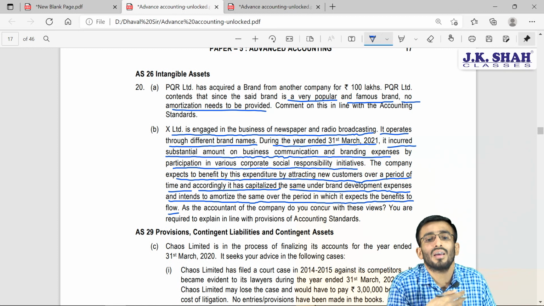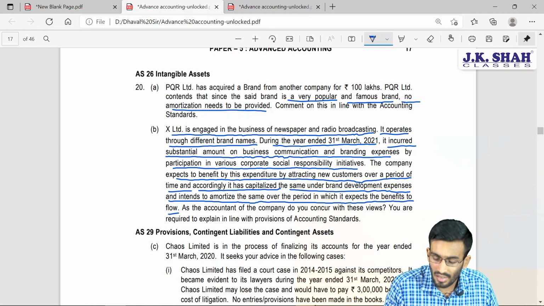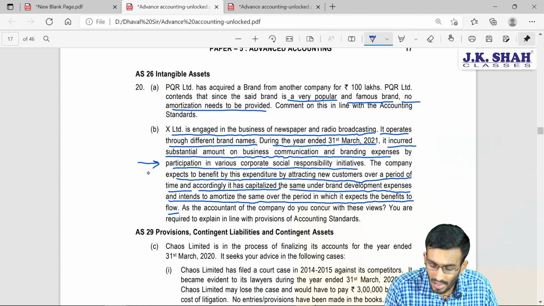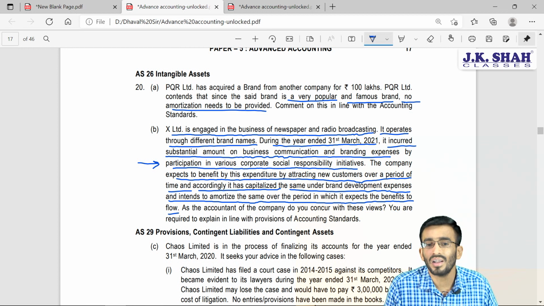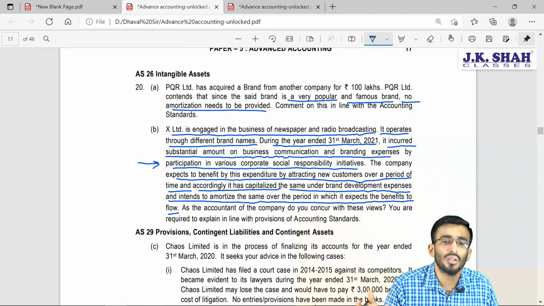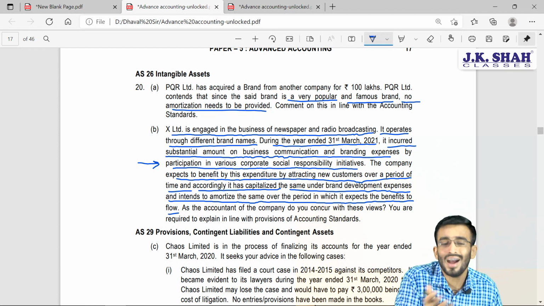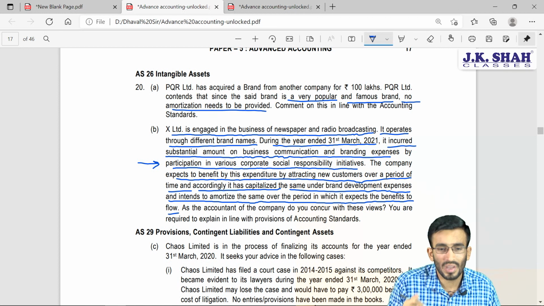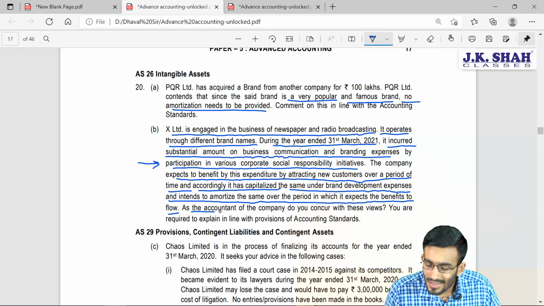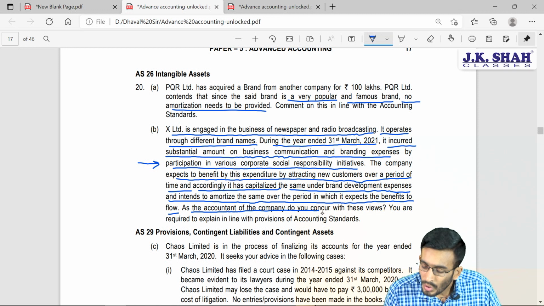They have just done the branding expenses, or they have just participated in various corporate social responsibility initiatives. That will not lead to the creation of any intangible asset. So definitely this has to be charged to P&L, or I can say this has to be transferred to P&L straight away. As the accountant of the company, do you concur with these views? You are required to explain in line with the provisions of AS.